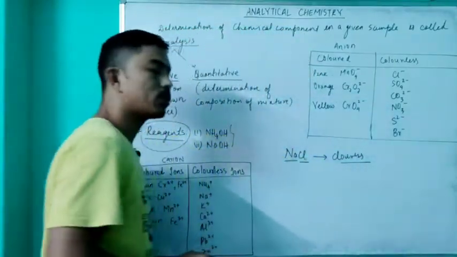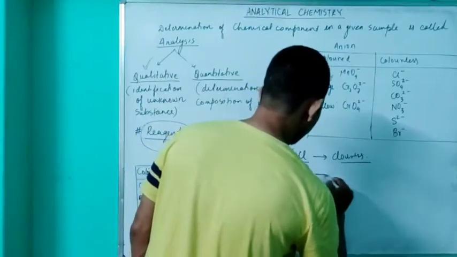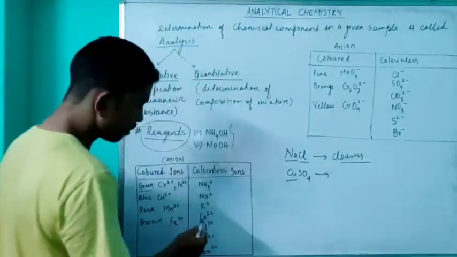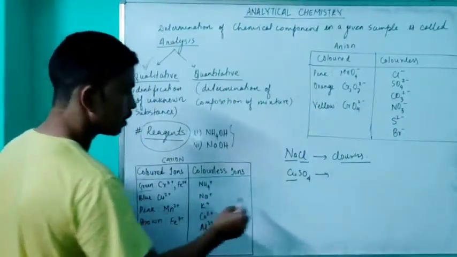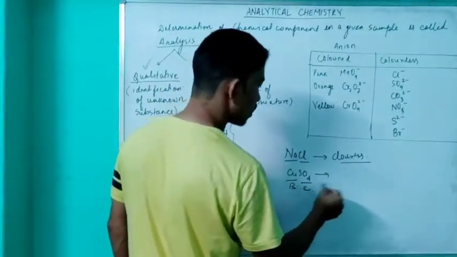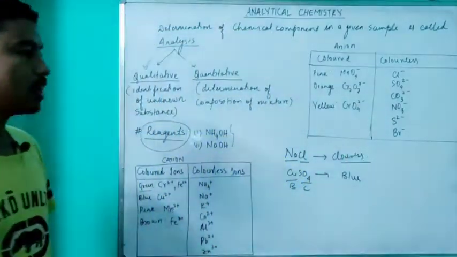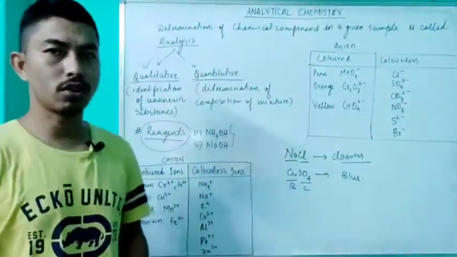Now if I ask you what will be the color of copper sulfate, CuSO4. Here the copper is blue in color, and the sulfate is colorless. So blue plus colorless will give you blue. In this way we can easily remember the color of the different salts.